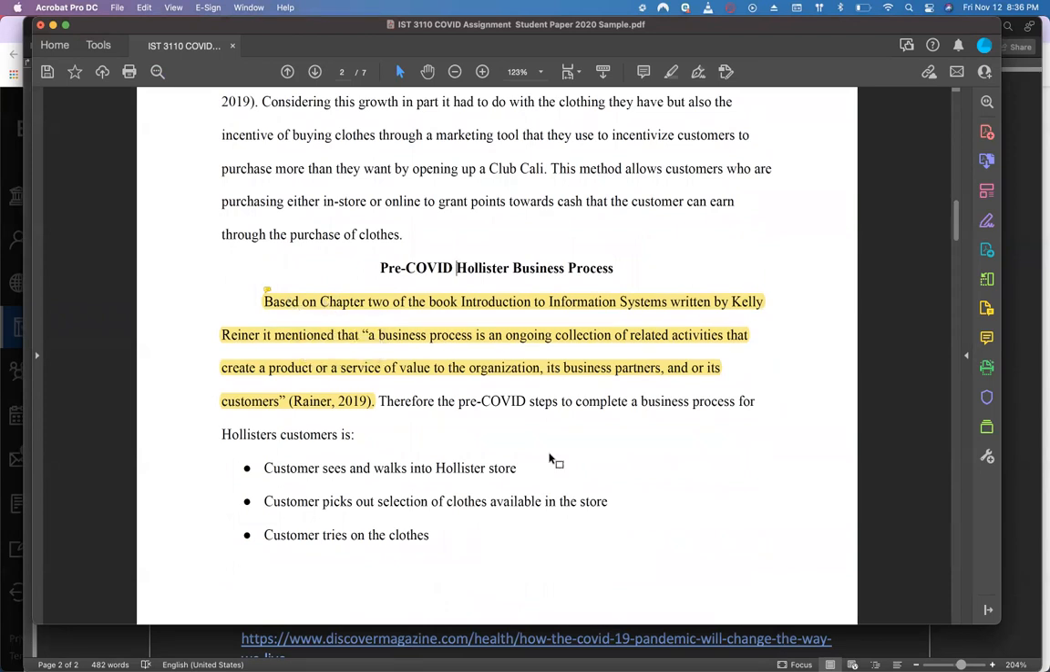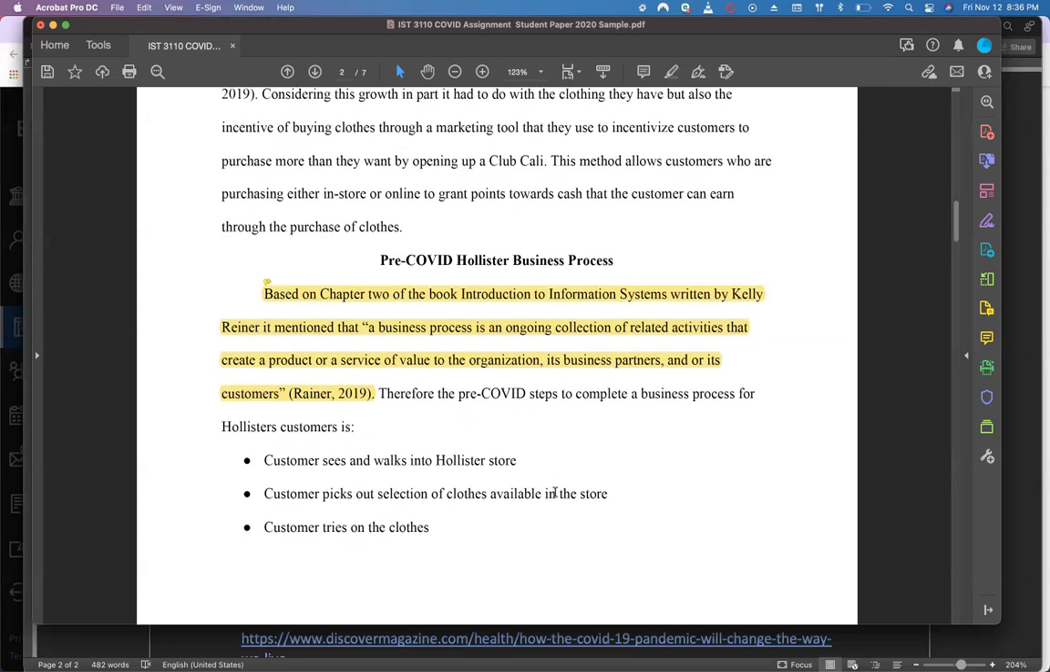He says, based on chapter 2 of the book, Introduction to Infosystems by Kelly, a business process is an ongoing collection of related activities. Perfect. Like he's telling me, look, and by the way, I know that we didn't use the book, but everything that I gave you, you can reference the PowerPoints because the PowerPoints come from the book. The PowerPoints and the lectures that I did are simply a summary of those chapters so that you didn't have to buy the book.